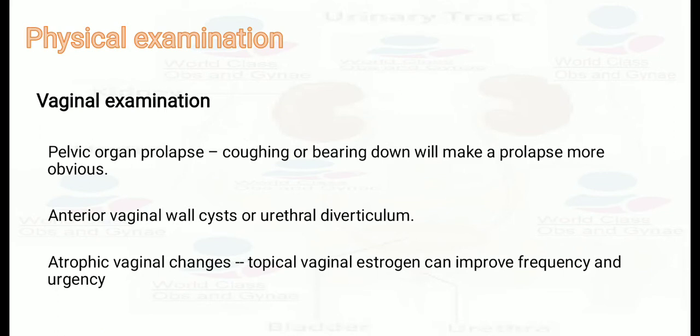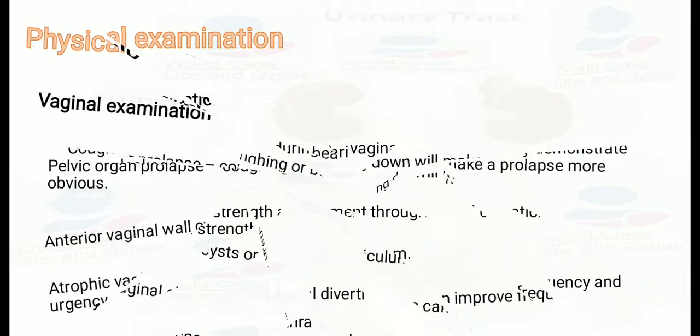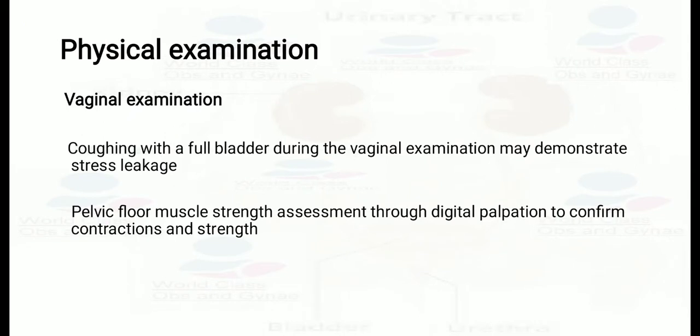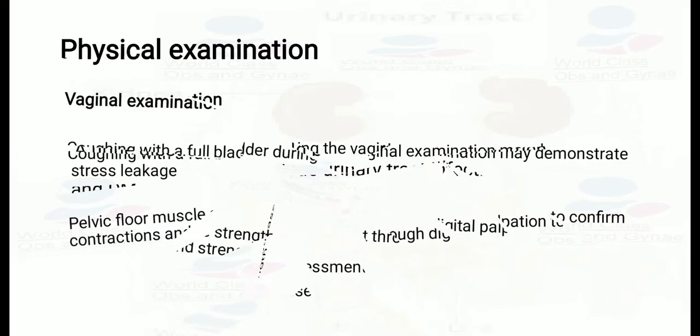Okay, and then physical examination. We do vaginal examination. Pelvic organ prolapse: coughing or bearing down will make a prolapse more obvious. Anterior vaginal wall cyst or urethral diverticulum, then atrophic vaginal changes. Topical vaginal estrogen can improve frequency and urgency. Then we do physical examination. Coughing with a full bladder during vaginal examination may demonstrate stress leakage, and pelvic floor muscle strength assessment through digital palpation is done to confirm the contraction and strength.